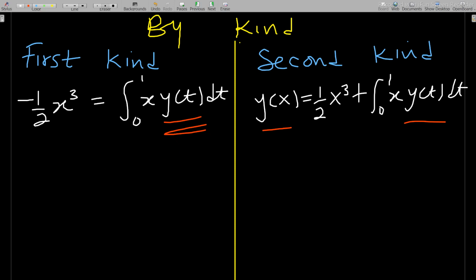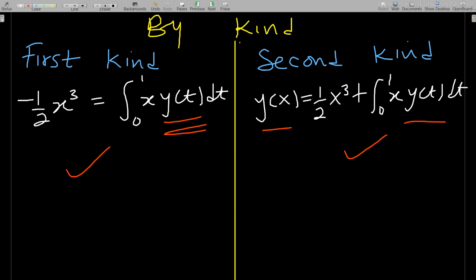Now when it comes to the second kind, the unknown function appears under the integral sign and also elsewhere. So when the integral equation has the unknown function appearing under the integral sign and any other place, then you have a second kind of integral equation. But when it appears only under the integral sign, then you have a first kind of integral equation. So the kind classification depends on where you can find the unknown function. I hope you understand this.